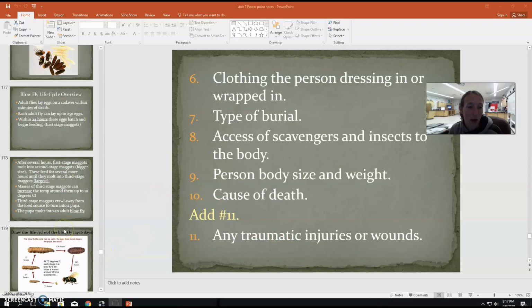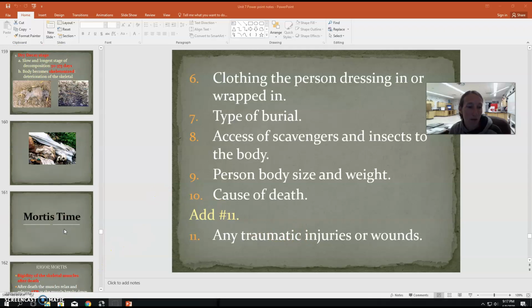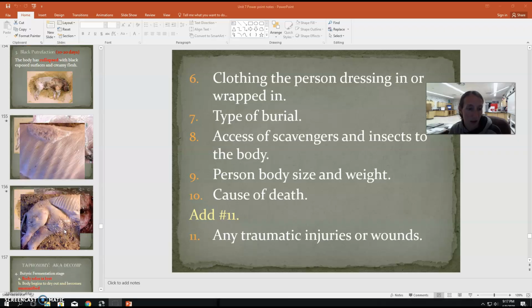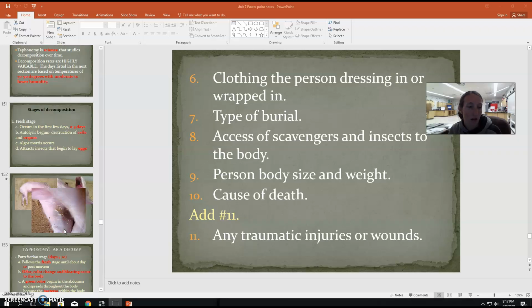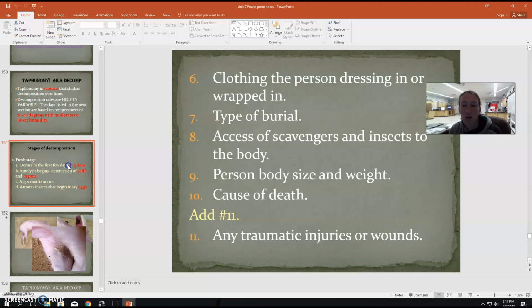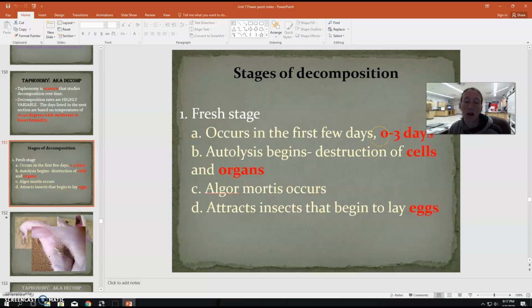All right, so we're going to go back up here to stage 1 of decomposition. And I just want to make sure there's so many different things that you could focus in on. I just want to make sure you focus in on these most important parts. So decomposition, you got to know the name. Stage 1, it's a fresh stage. And you got to know the time frame. It's 0 to 3 days. Right, so it's fresh stage, it's 0 to 3 days.